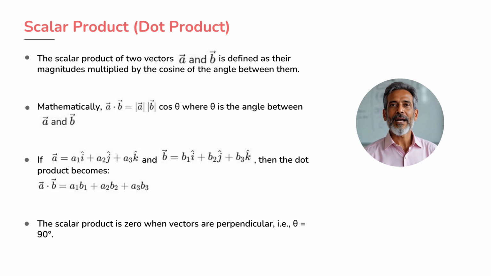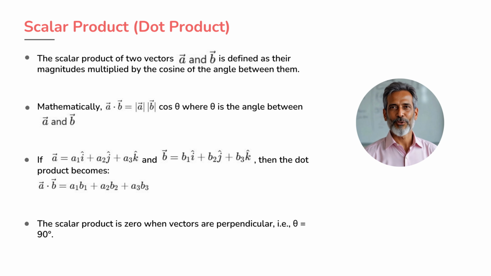If we break down vectors A and B into their components, like a1 i hat plus a2 j hat plus a3 k hat, and similarly b1 i hat plus b2 j hat plus b3 k hat, the dot product becomes very easy to compute. Just multiply corresponding components and add them up. That is, vector A dot vector B equals a1b1 plus a2b2 plus a3b3. This equation is fundamental and very handy. Say it with me, a1b1 plus a2b2 plus a3b3.